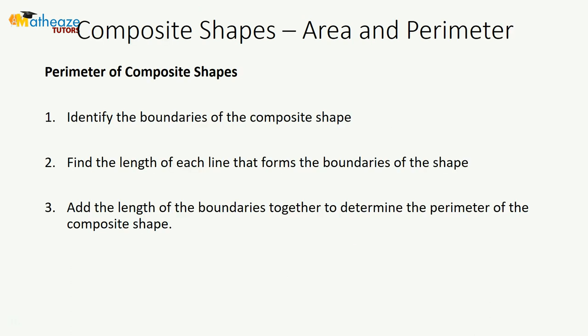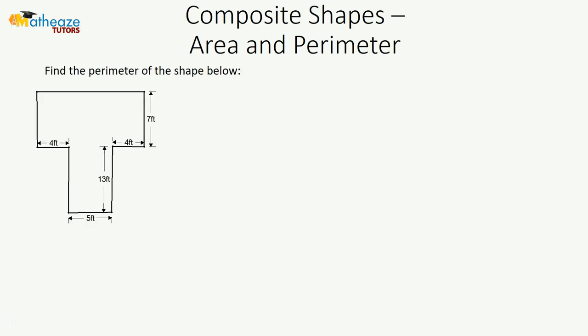Now let's look at the perimeter of composite shapes. We're going to identify the boundaries of the composite shape and find the length of each line that forms the boundaries of the shape, and then we're going to add them together. Let's start with this shape here. So for this, we're going to look for the length of this right here. We're going to find this length here. We're going to find this length here, and then add them up together.